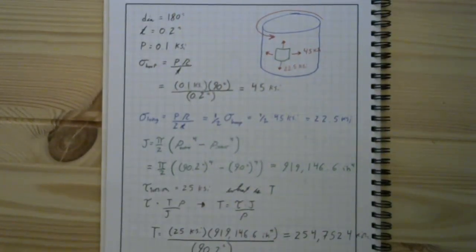Welcome to the video explaining how to do questions 1 through 4 on the example exam. This one will go through pressure vessels, the polar moment of inertia, and stress due to torsion.